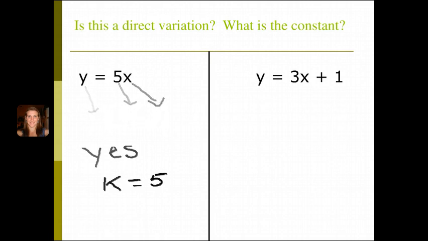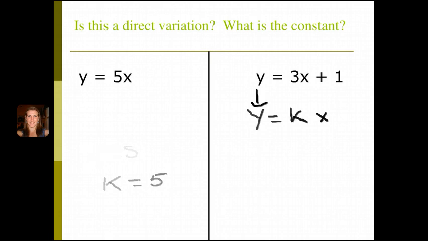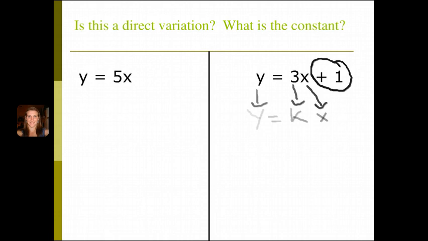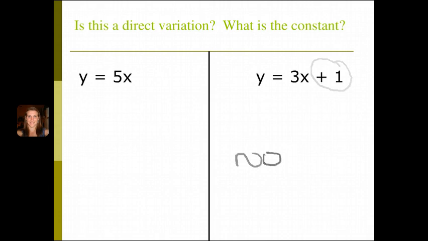In the second example, we do the same thing. Y equals kx. That is our equation. We have a y. We have a k. We have an x. But we have an extra term right here, the plus 1. There is nothing in our regular equation that is plus or minus anything. So therefore, it is not a direct variation. So we have no constant to find.